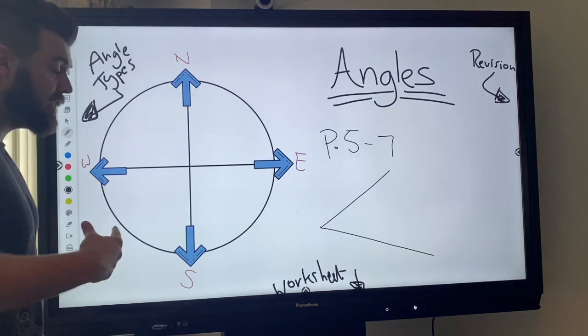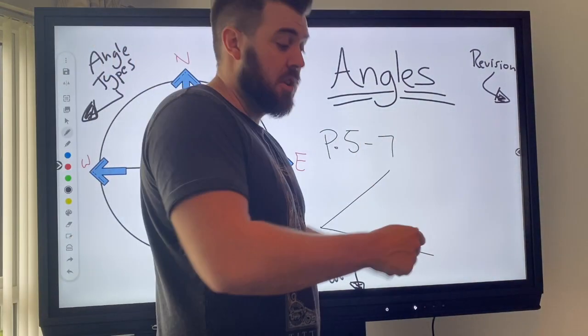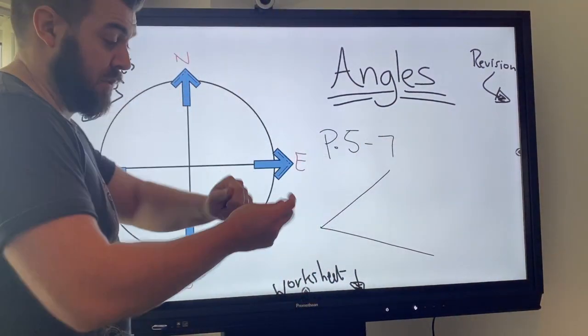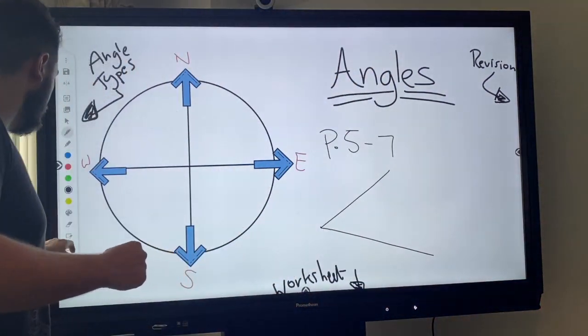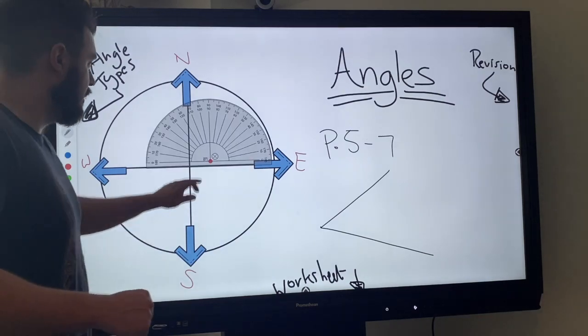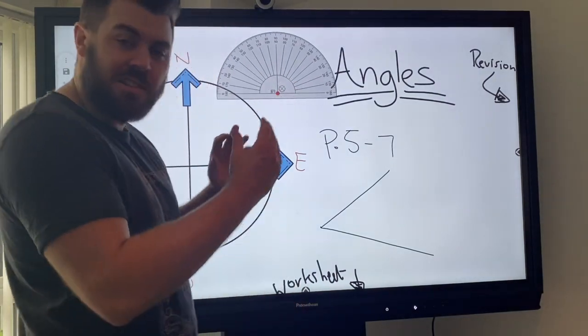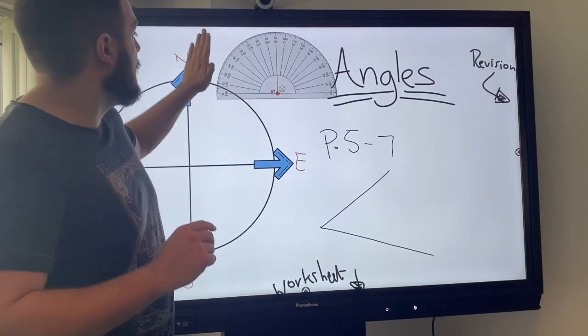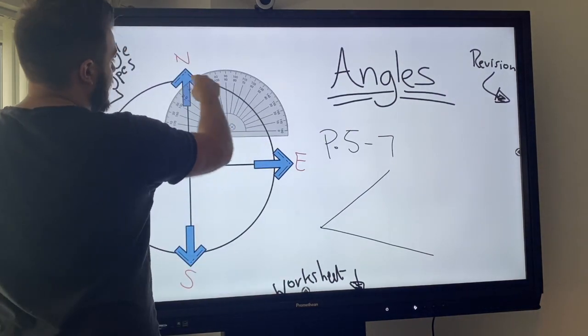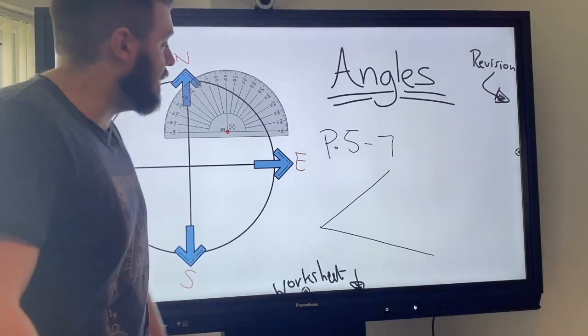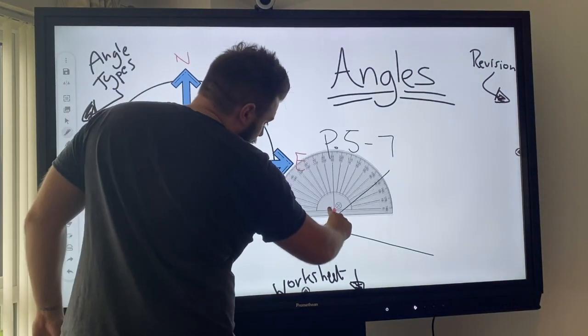Okay? We don't measure angles in centimetres the way we'd measure things with a ruler, or even metres, the way we measure larger things. We're going to measure it with this tool called a protractor. Protractors look like this, and they're slightly see-through, because we put them on top of things so we can see underneath and see where the lines are. Let me give you an example. We're going to put it on this line here.